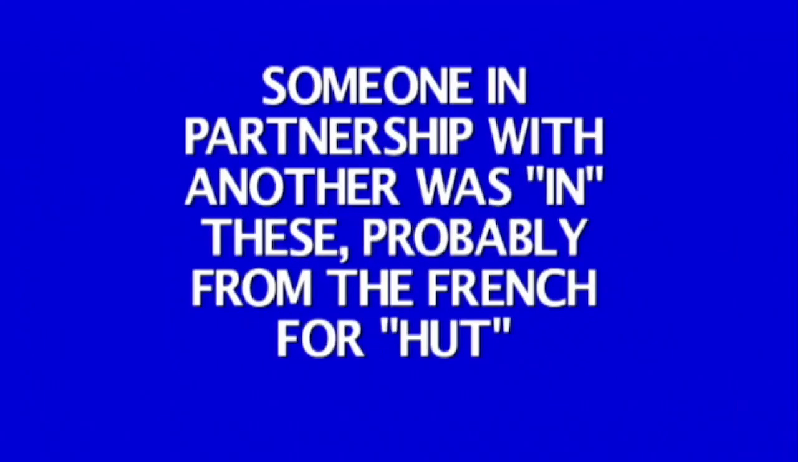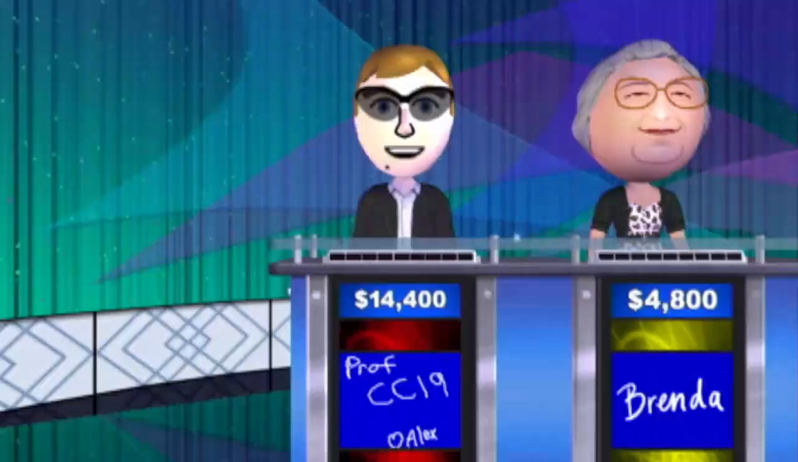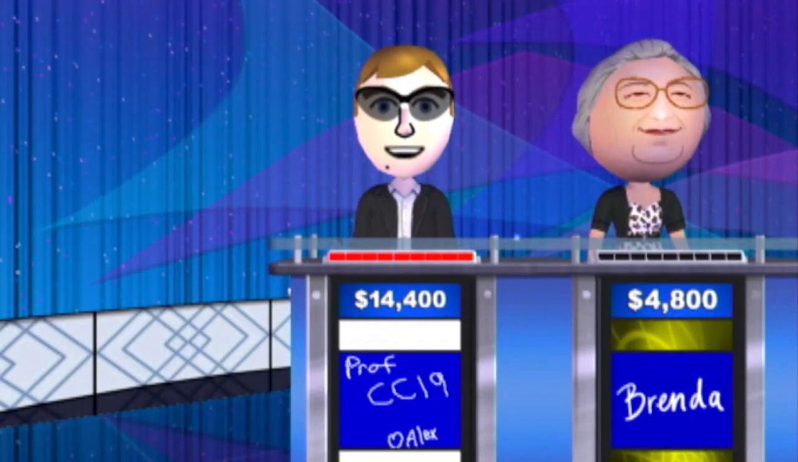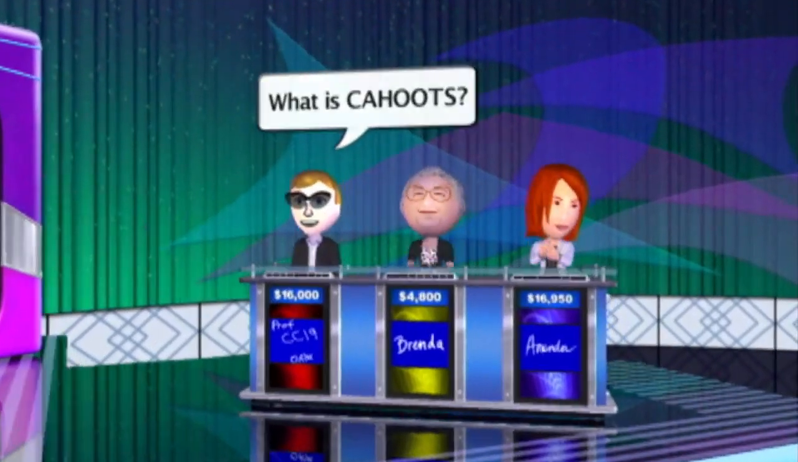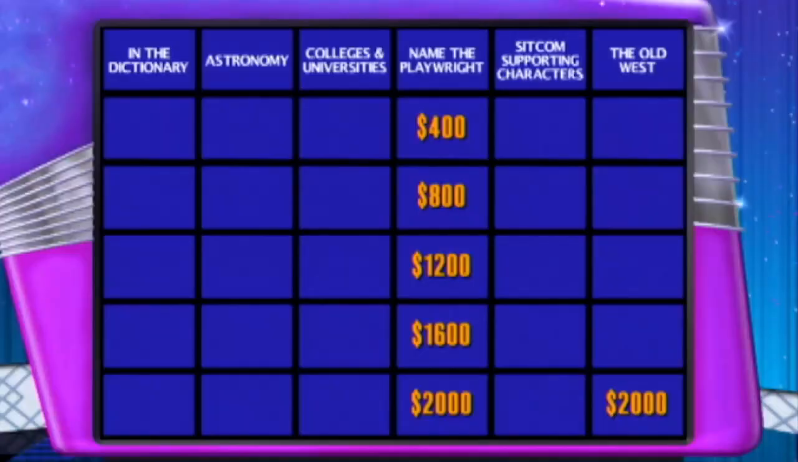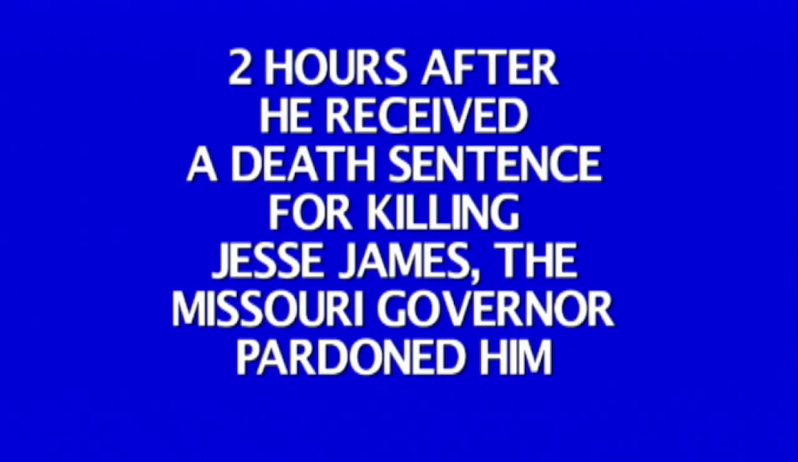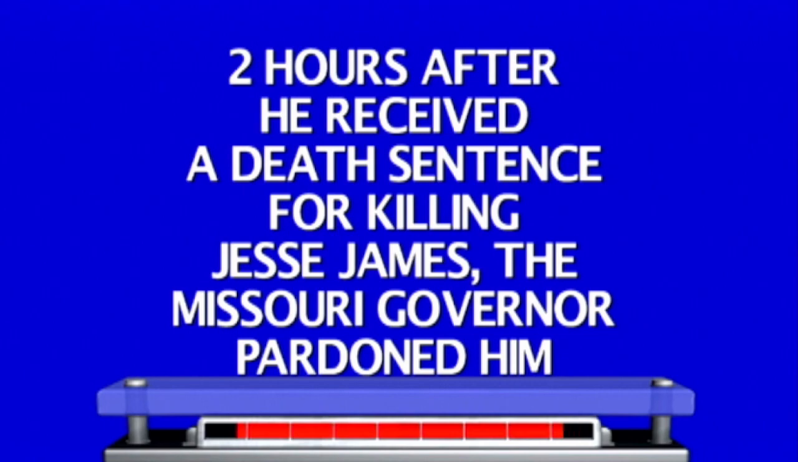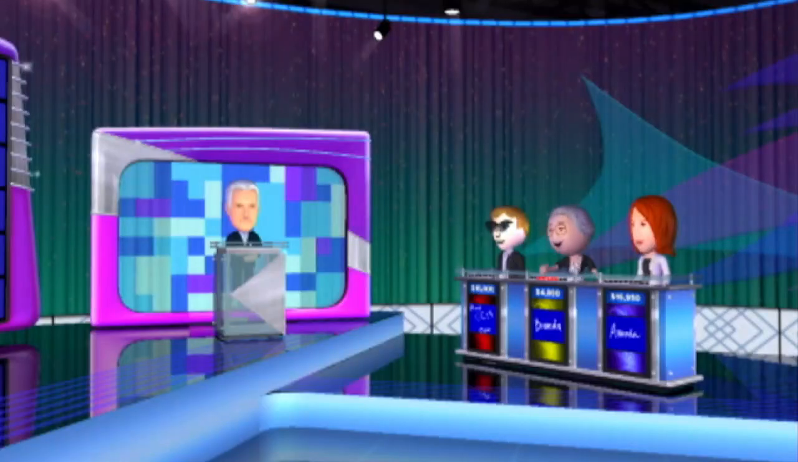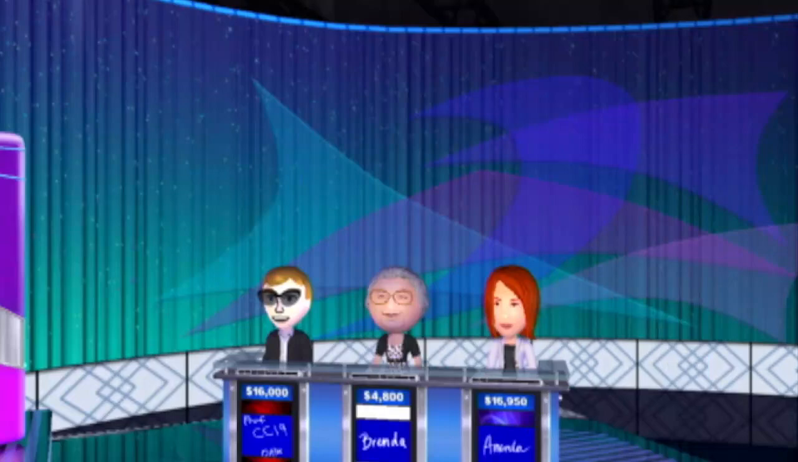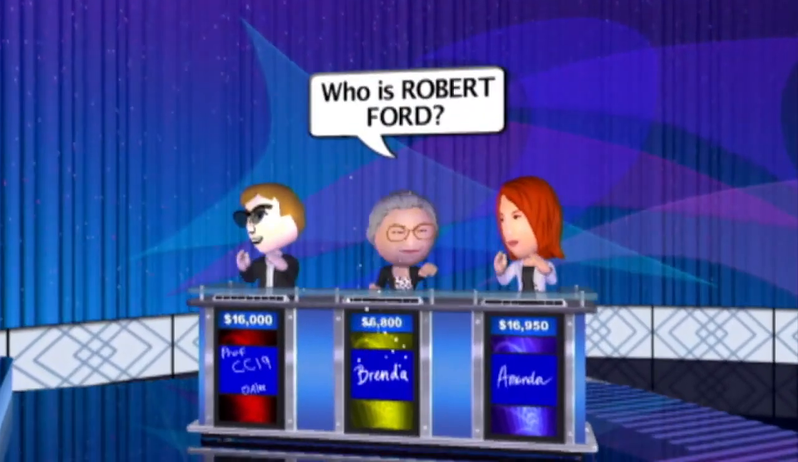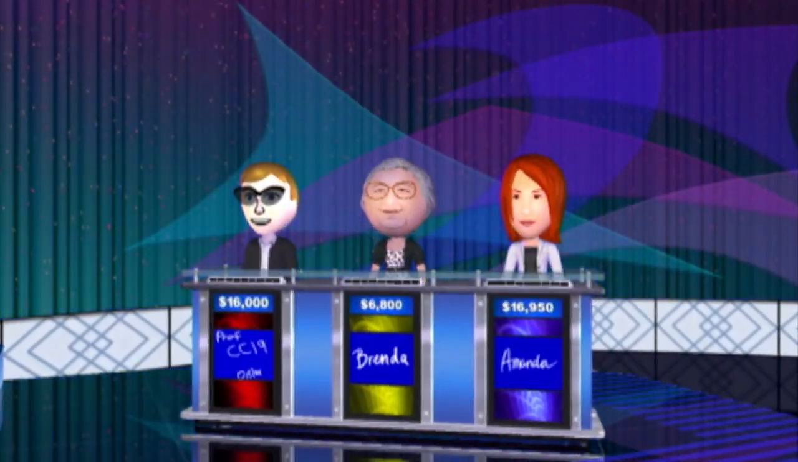Someone in partnership with another was in these, probably from the French for hut. Let's hear it, player one. Right. Choose again, player one. 2 hours after he received a death sentence for killing Jesse James, the Missouri governor pardoned him. Yes, player two. You got it. Select again.